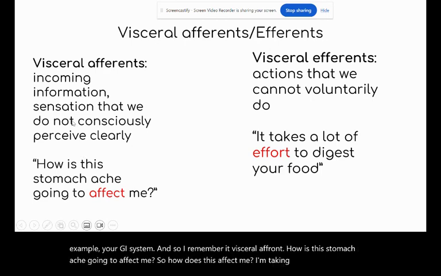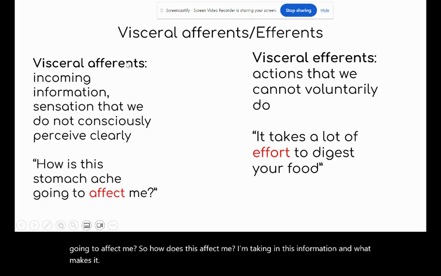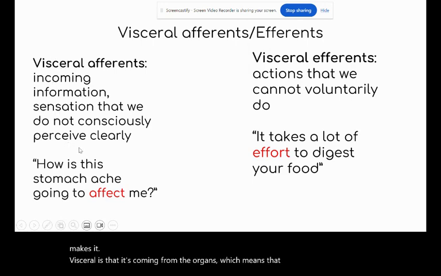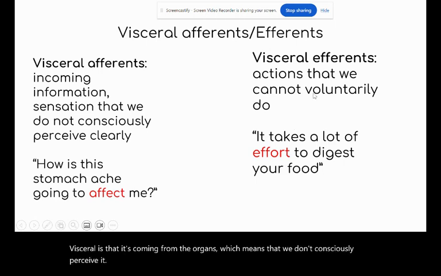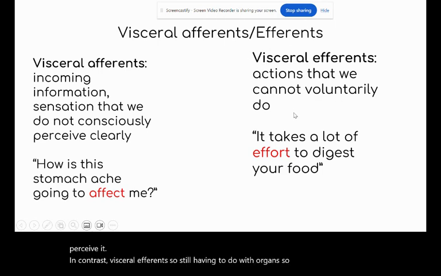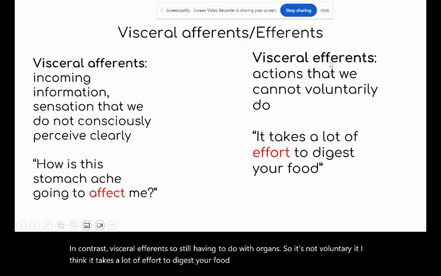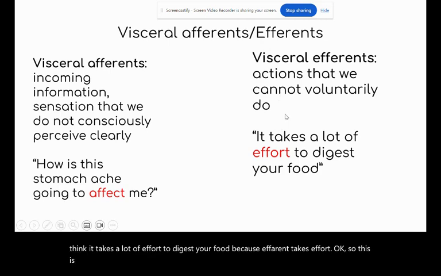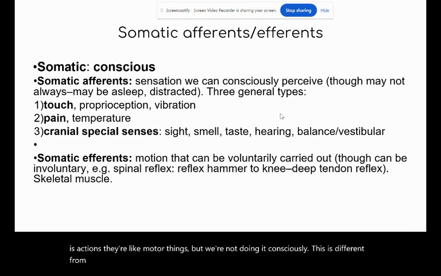I'm taking in this information, and what makes it visceral is that it's coming from the organs, which means that we don't consciously perceive it. In contrast, visceral efferents, still having to do with the organs, so it's not voluntary. I think it takes a lot of effort to digest your food, because efferent takes effort. So these are actions, like motor things, but we're not doing it consciously. This is different from somatic afferents and efferents. So it's still, how is this going to affect me? And it takes a lot of effort.